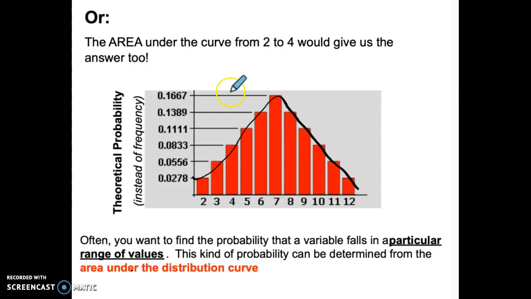Or we could go to our graph and this curve that we've drawn, and we could find the area that was less than 5. So in other words, this area here between 2 and 4. And that would approximately, pretty closely, give us the same value. And you'll see that often we do want to find the probability that a variable falls within a particular range of values. The way we're going to do that is to find the area under the curve in that same range of values.